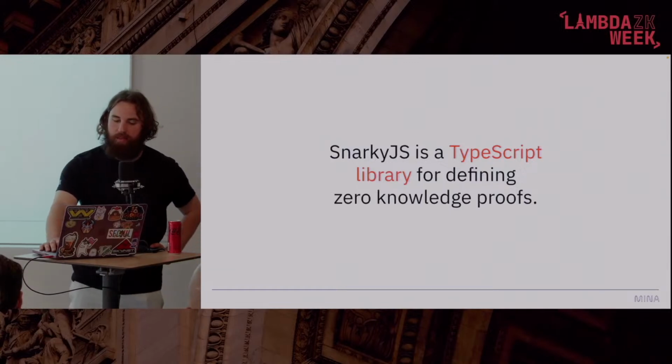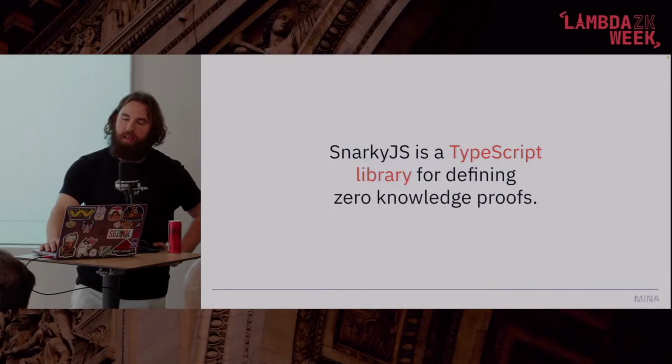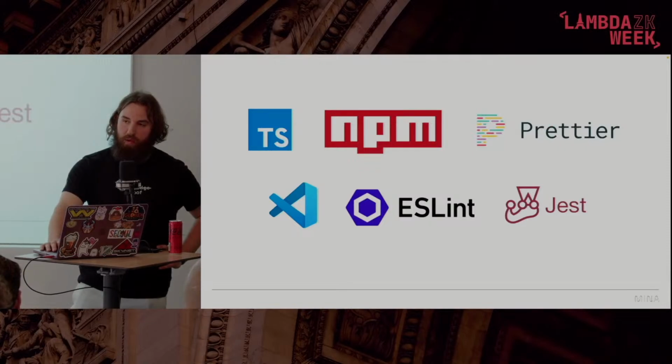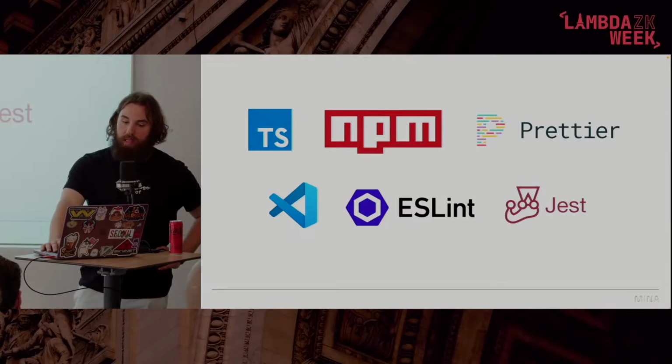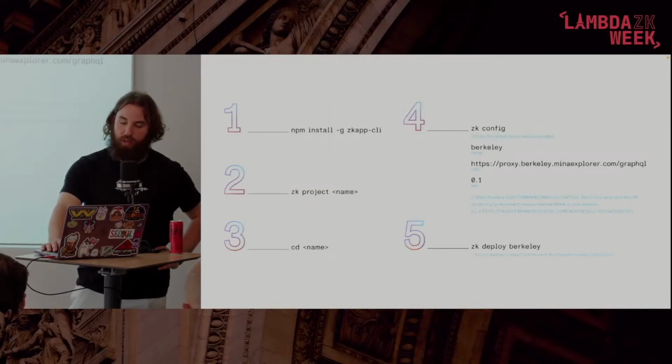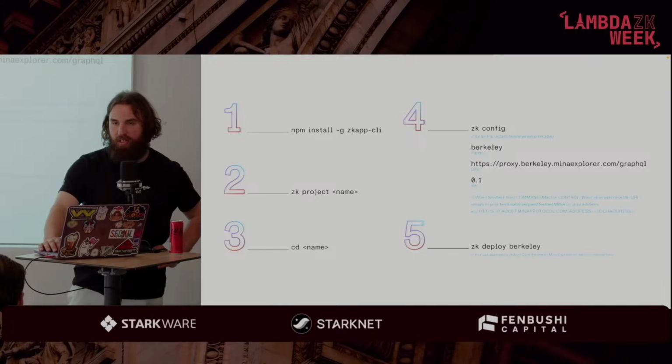It's a TypeScript library, but it makes it easy for developers to define, create, and verify zero-knowledge proofs. So there's integration with a lot of tools that you might be familiar with, which make your life easier. It's got good integration with IntelliSense and VS Code. You can use NPM to grab all your bits and pieces, and it's got Jest for testing. So it's got integration with these tools that you might use already, which make things more convenient. This is some instructions to show you how easy it is to build your first ZK app, which Regina will be talking you through.